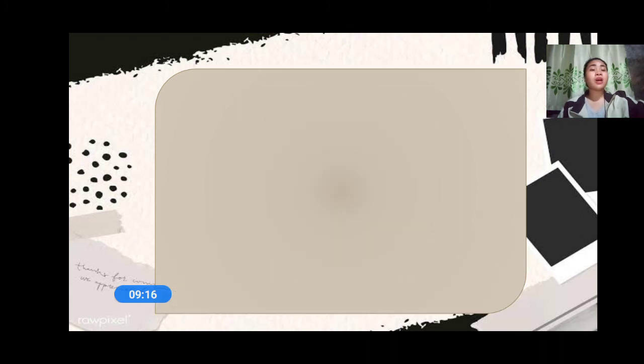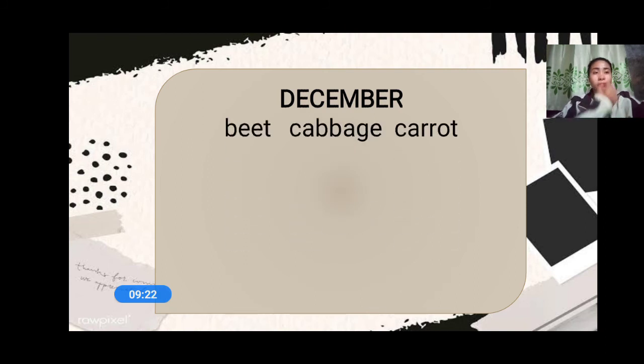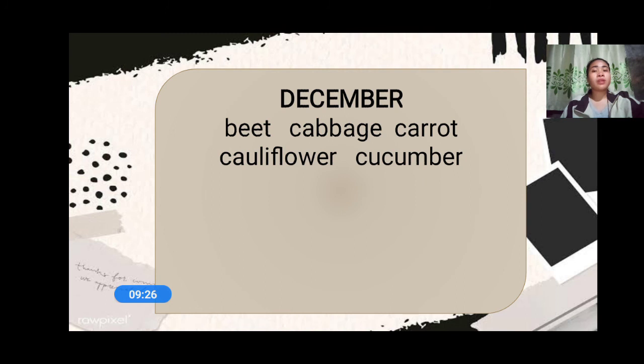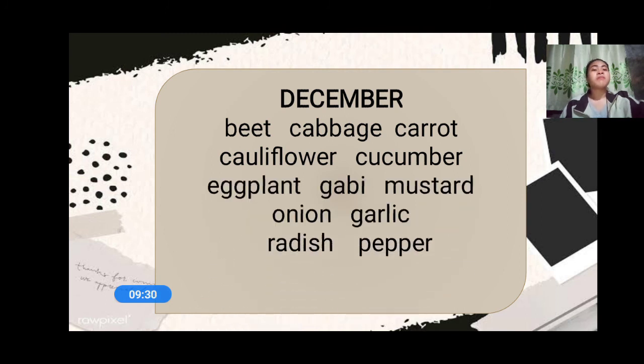And here are the vegetables that can be planted during the month of December. We have the beet, the cabbage, the carrot, the cauliflower, the cucumber, eggplant, gabi, mustard, onion, garlic, radish, pepper, and soybeans. So these are the vegetables that can be planted during the month of December.